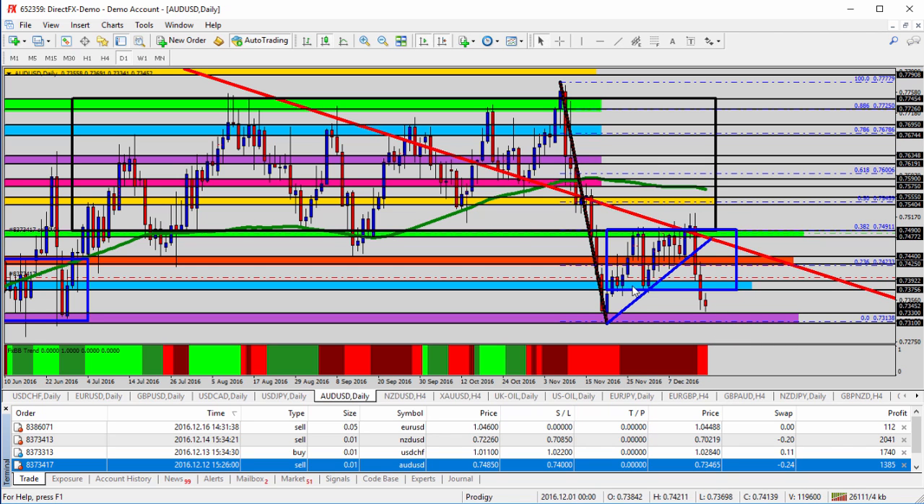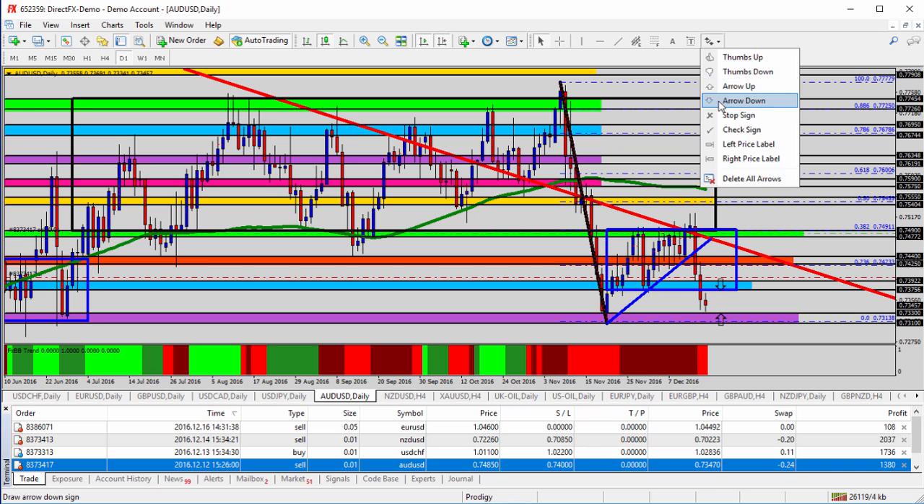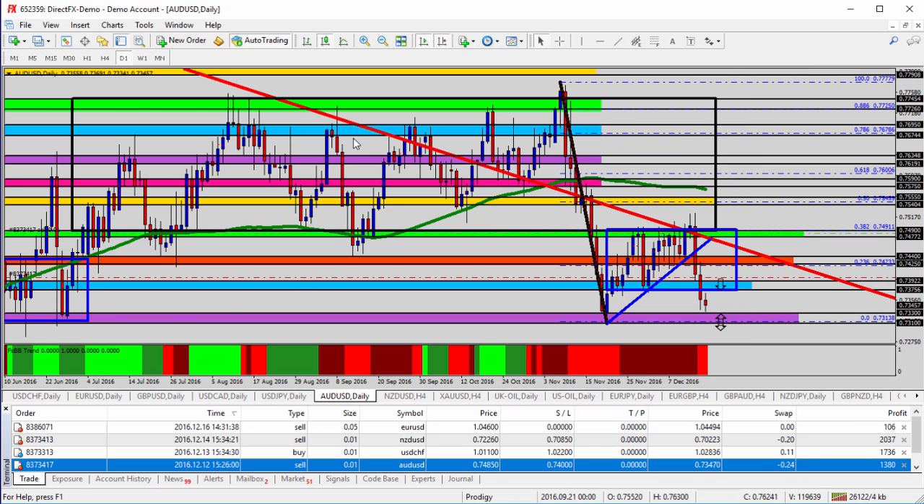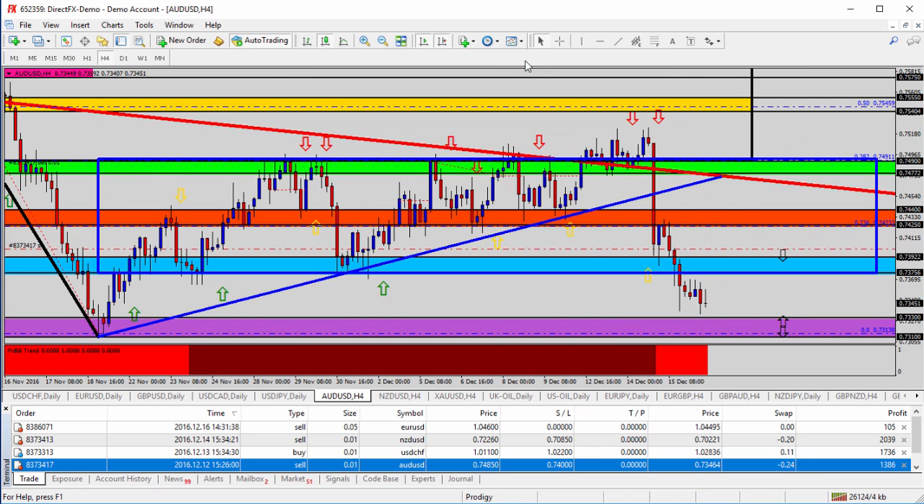Similar situation, we've broken under the resistance zone, which is now the blue shaded area. That is our resistance. Our purple zone is our support down here at the bottom. A breakdown of the purple zone, we look for a continuation lower, take it down to the 4-hour time frame. Doesn't change any of that.